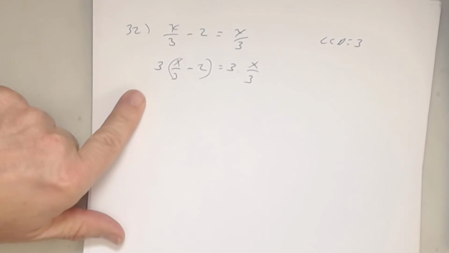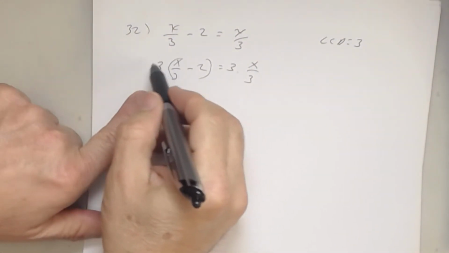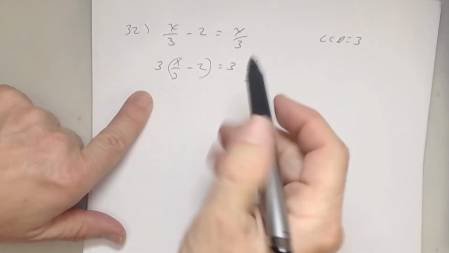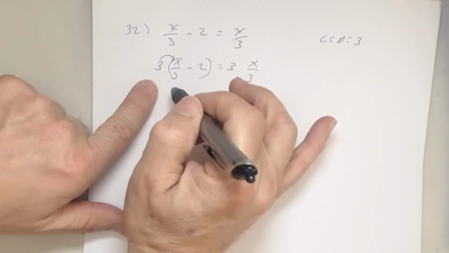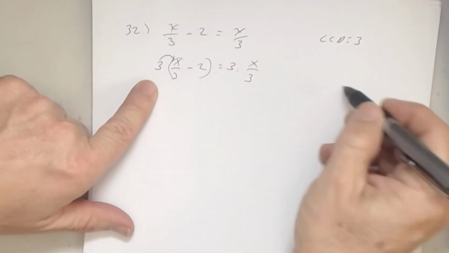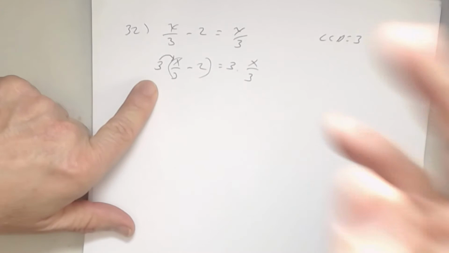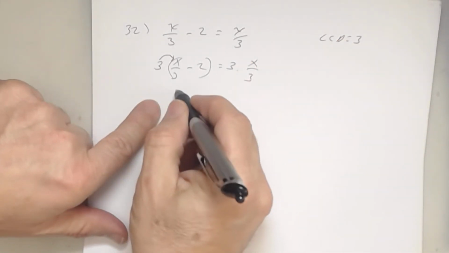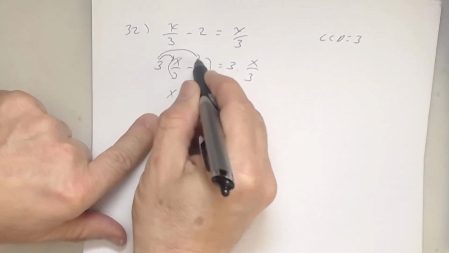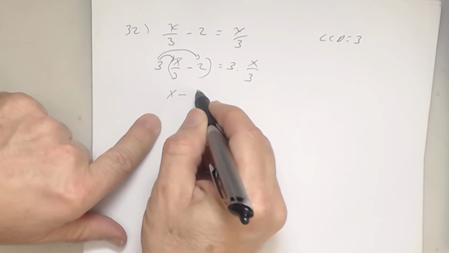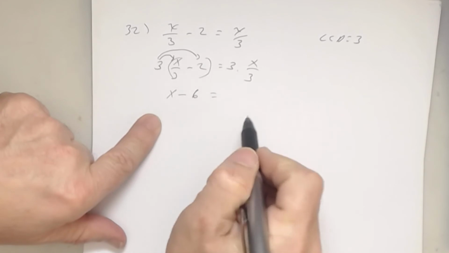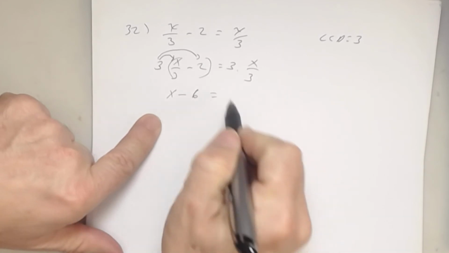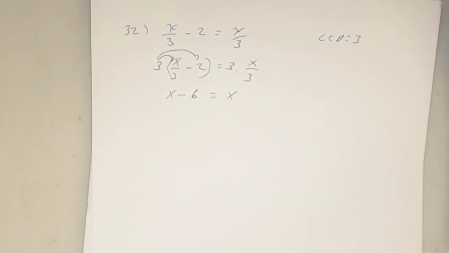Okay. Now what property am I going to use next? Distributive property. What is x times x divided by 3? It's just x. 1x or x. I prefer you write as x. It's x, right? Minus, what is 3 times 2? Minus 6. x minus 6. Equal. What's 3 times x divided by 3? x. All right, so that's where I'm at. So I clear the fractions.